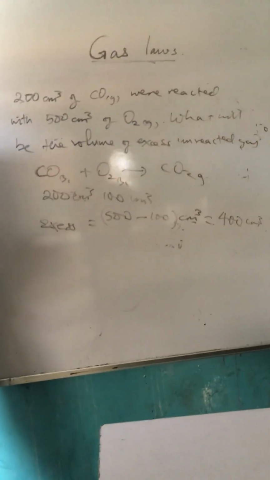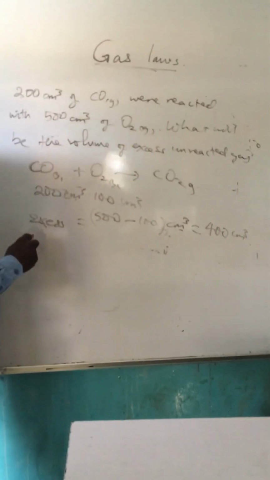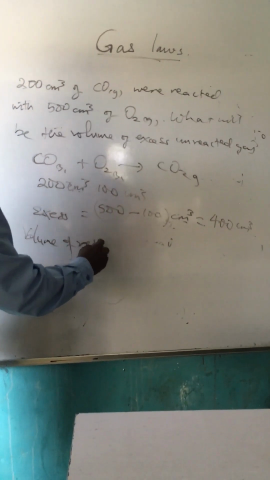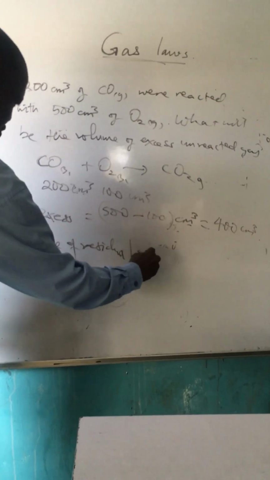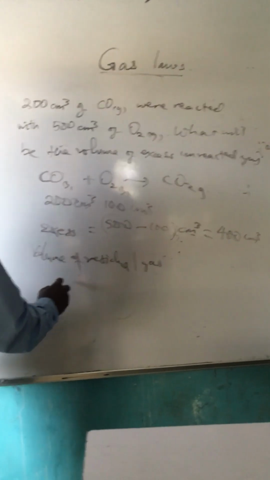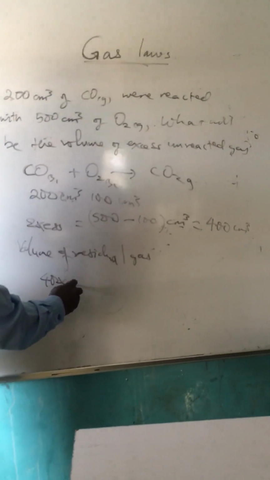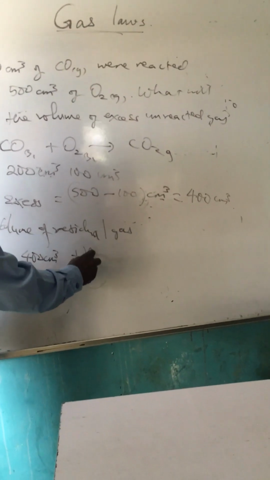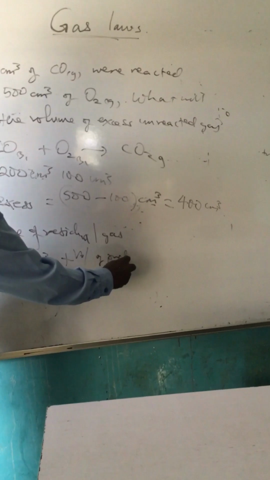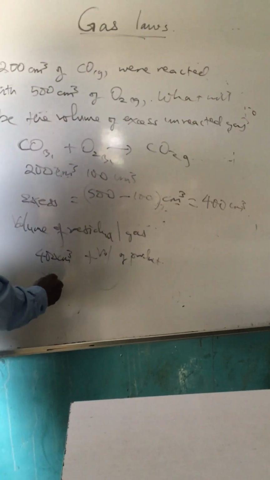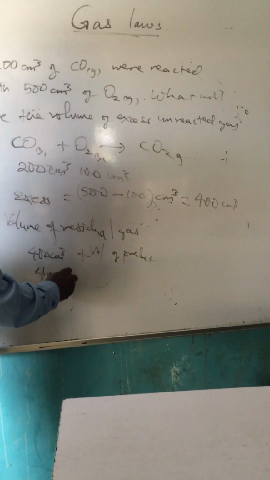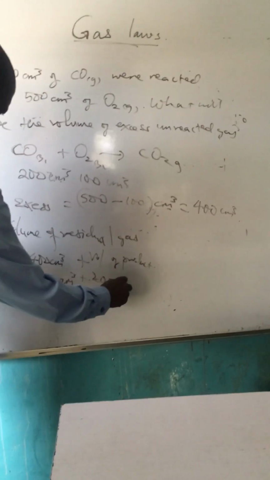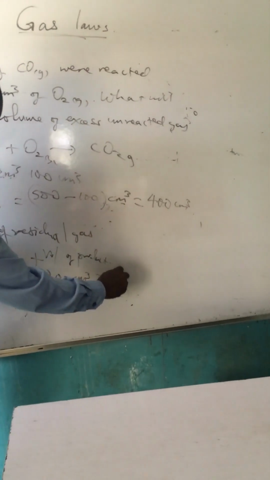Suppose we are now asked to find the volume of residual gas. Residual gas will be 400 cm³, the excess unreacted gas, plus the volume of product. The volume of product is 200 cm³. So you have 400 cm³ plus 200 cm³. That gives us 600 cm³.